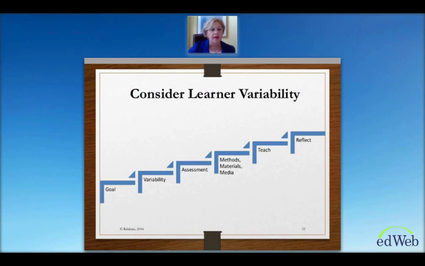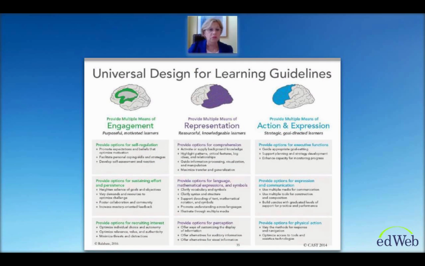Now let's take a look at the second step in the lesson planning process, and that is considering variability. Variability is a big piece of using UDL, Universal Design for Learning, in your planning. Now, a clear majority of you said that you know about UDL, and about 15% of you are using it in your planning.